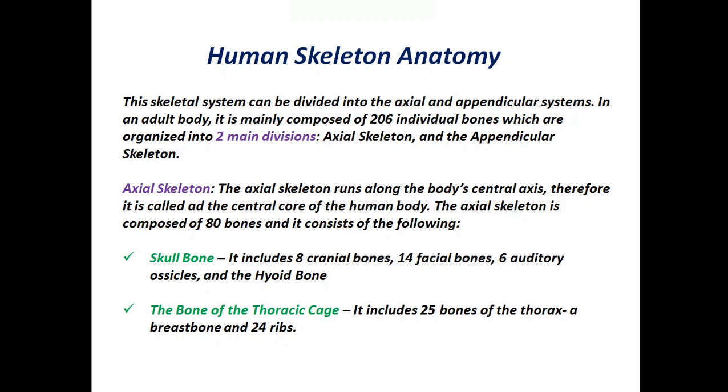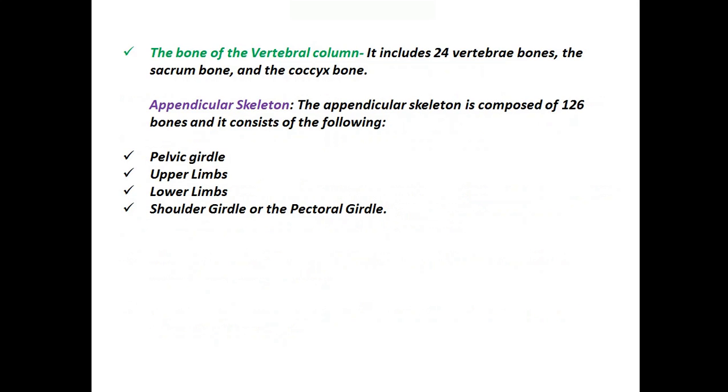The axial skeleton is composed of 80 bones, and it consists of the following: skull bone. It includes 8 cranial bones, 14 facial bones, 6 auditory ossicles, and the hyoid bone. Next, the bone of the thoracic cage. It includes 25 bones of the thorax, which is a breastbone, and 24 ribs. Continuing. Next is the bone of the vertebral column. It is also a part of axial skeleton if you refer from the previous slide. It includes 24 vertebrae bones, the sacrum bone, and the coccyx bone.